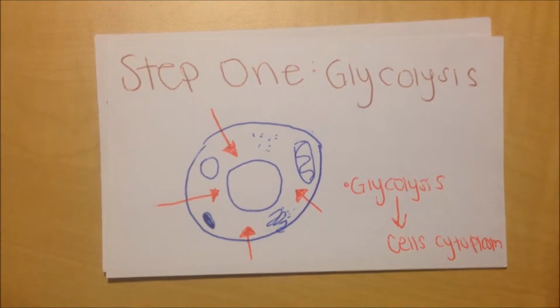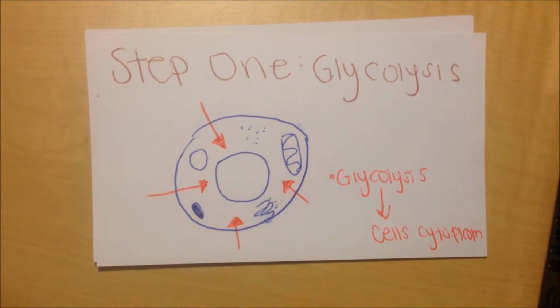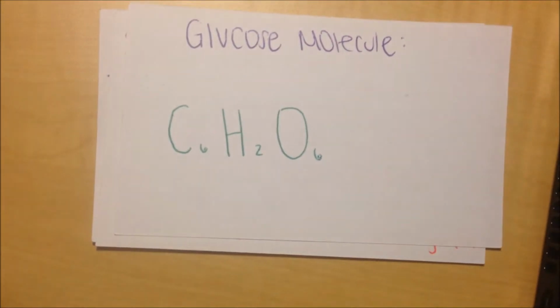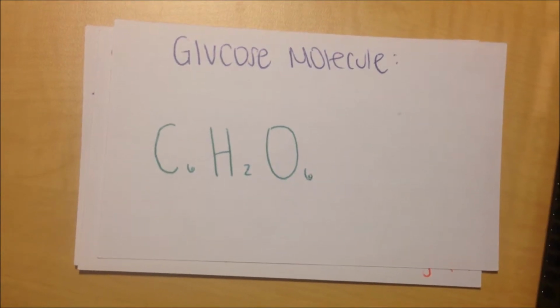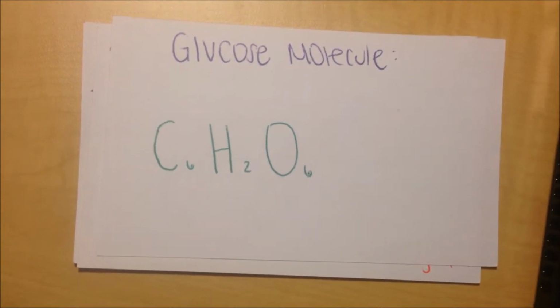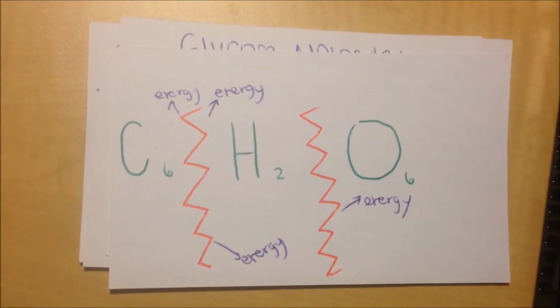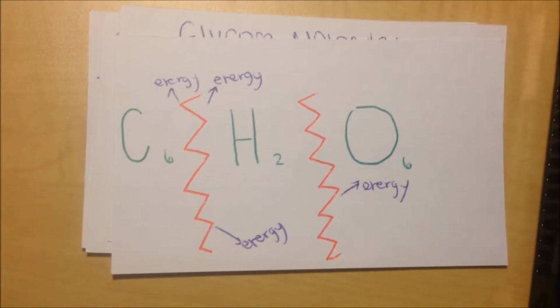The first step in cellular respiration is called glycolysis, which takes place in the cytoplasm of the cell. We have our glucose molecule, which is composed of covalent bonds, or sharing of electrons. The splitting of these covalent bonds causes an exertion of energy. The energy that is let out can be used for the formation of the cell's energy source, or ATP.